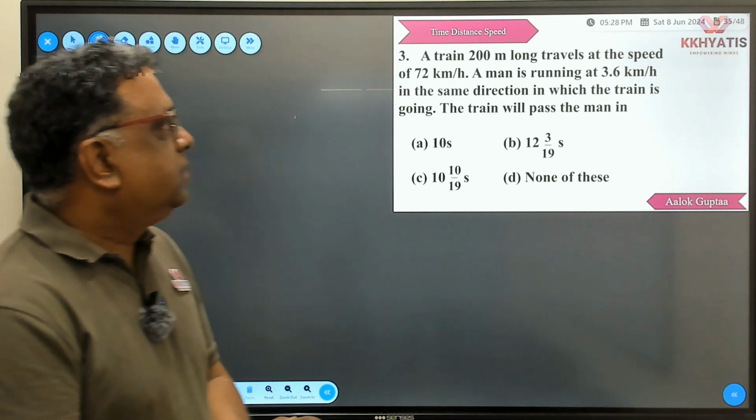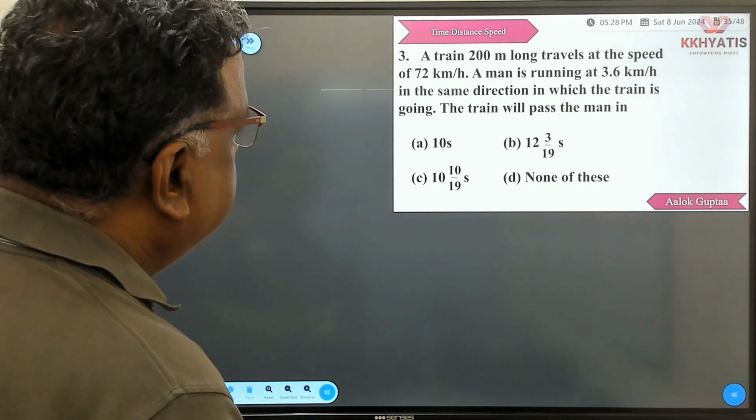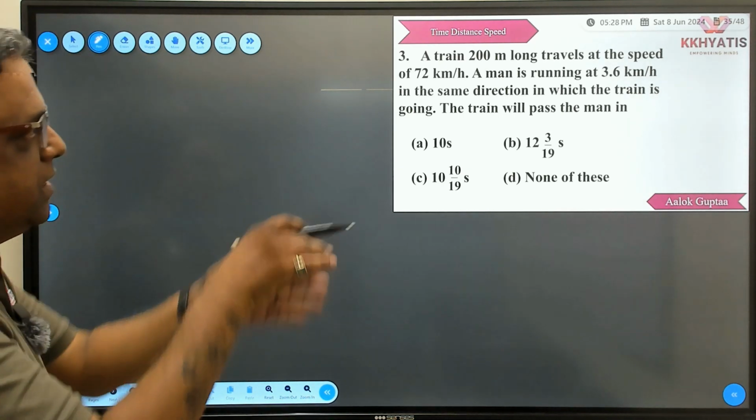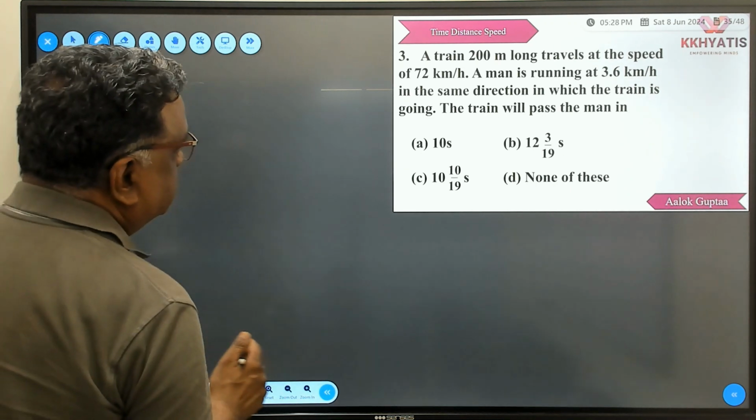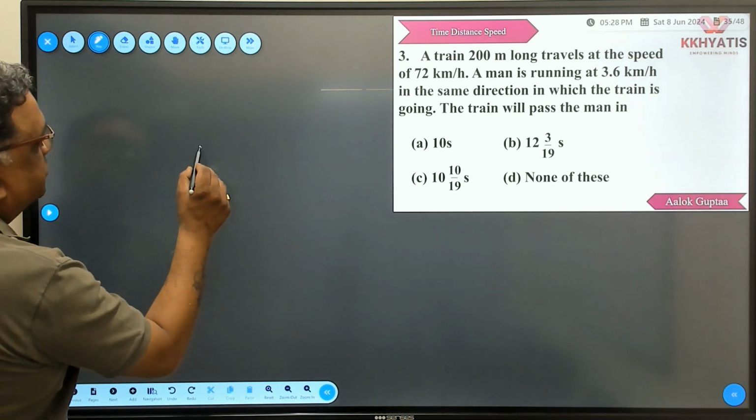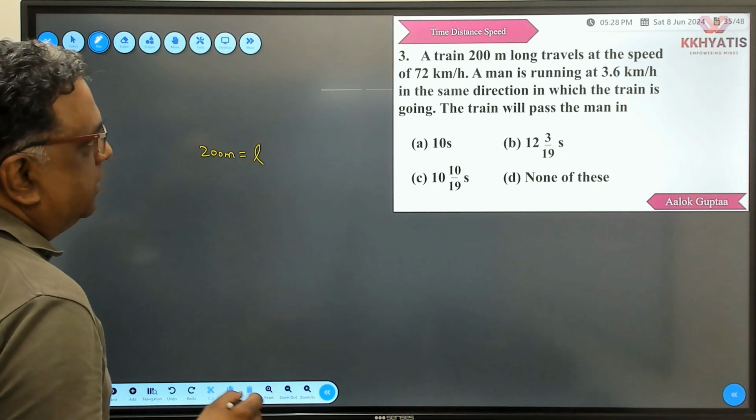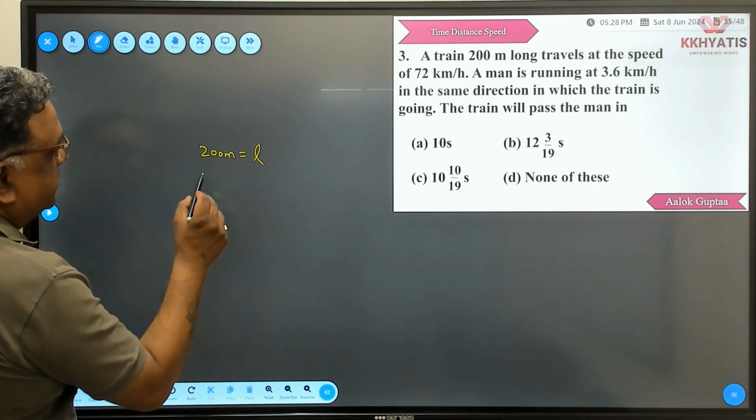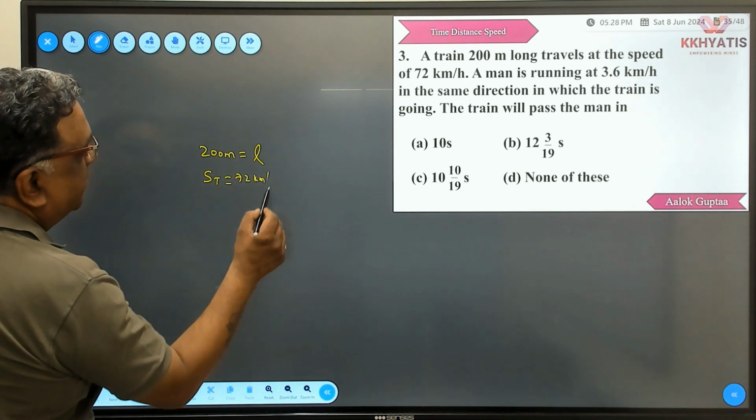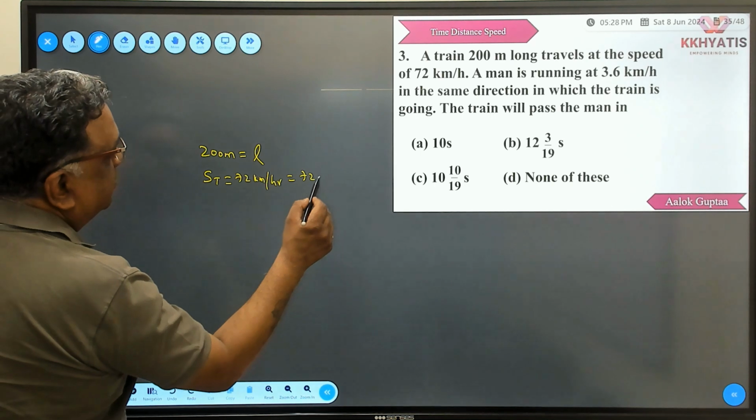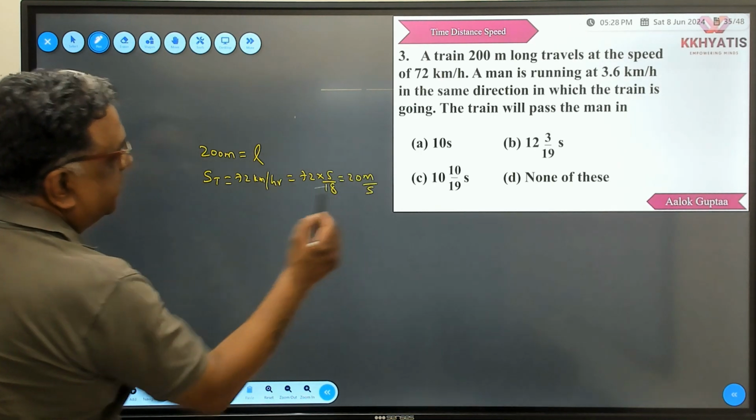A train 200 meters long travels at the speed of 72 kilometers per hour. A man is running at 3.6 kilometers per hour in the same direction in which the train is going. The train will pass the man in? So the train is 200 meters long. That is the length of the train. And now it is in meters, and the speed of the train is given as 72 kilometers per hour, which is 72 into 5 upon 18. That is 20 meters per second.